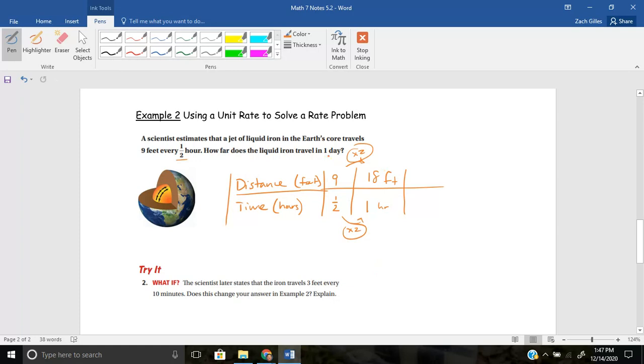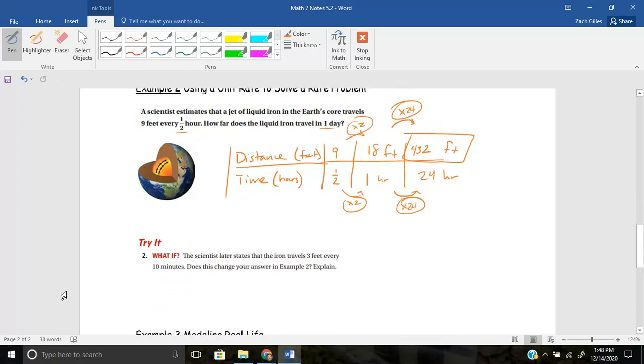It wants to know how far does it go in one day. Well, how many hours are there in a day? There are 24 hours in a day. So how can I go from 1 hour to 24 hours? I can just multiply by 24. To keep this ratio proportionate, I need to multiply my numerator by 24 as well. Okay, so take 18 times 24, and that should give you 432 feet that the liquid iron travels in 24 hours, which is the same as one day. So 432 feet.